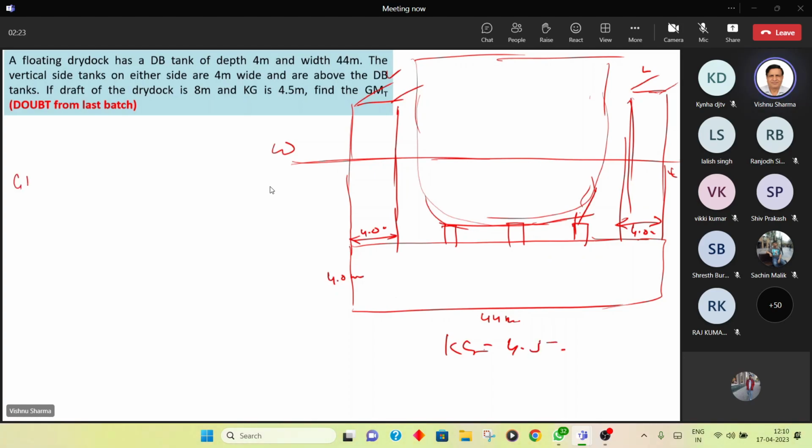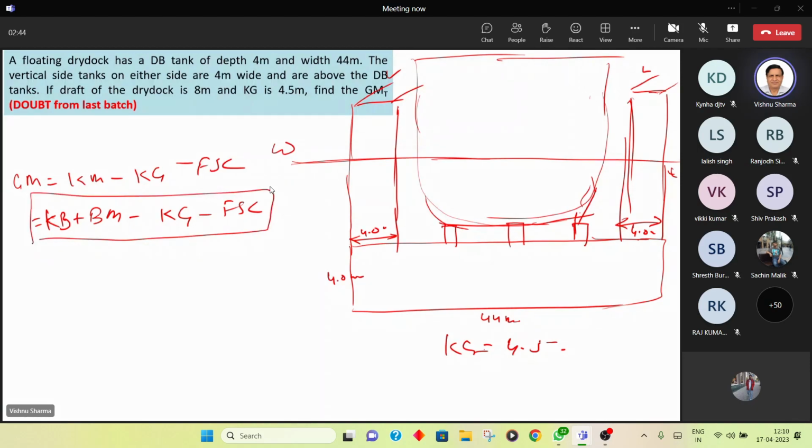We already know GM is equal to KM minus KG, right? So this will be equal to KM, which is KB plus BM, minus KG, and of course minus FSC also, if any. So you'll have to calculate these components. Give it a try. I've given you the teaser for homework. I got this answer. You can try and see if it matches.